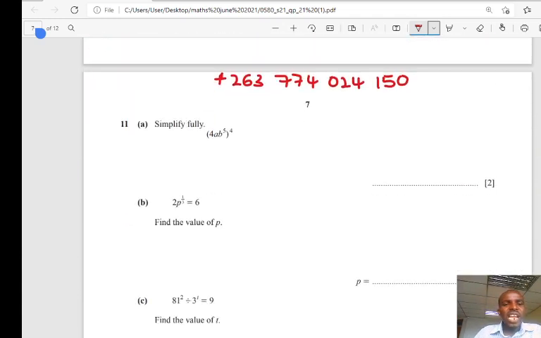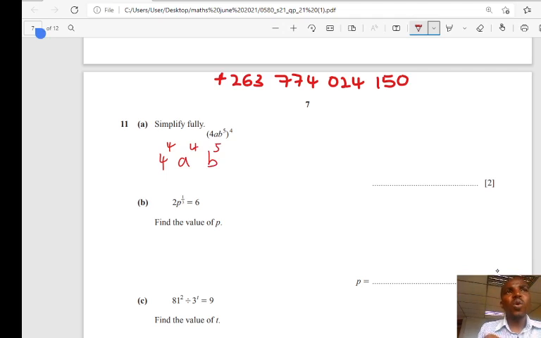Next, question 11. Simplify fully. This one is a number inside a bracket raised to a power, and there's b to the power 5. A number with a power raised to another power. Just apply the laws of indices. You share the power. Sharing the power, it will be 4 to the power 4, then a to the power 4, then b to the power 5.